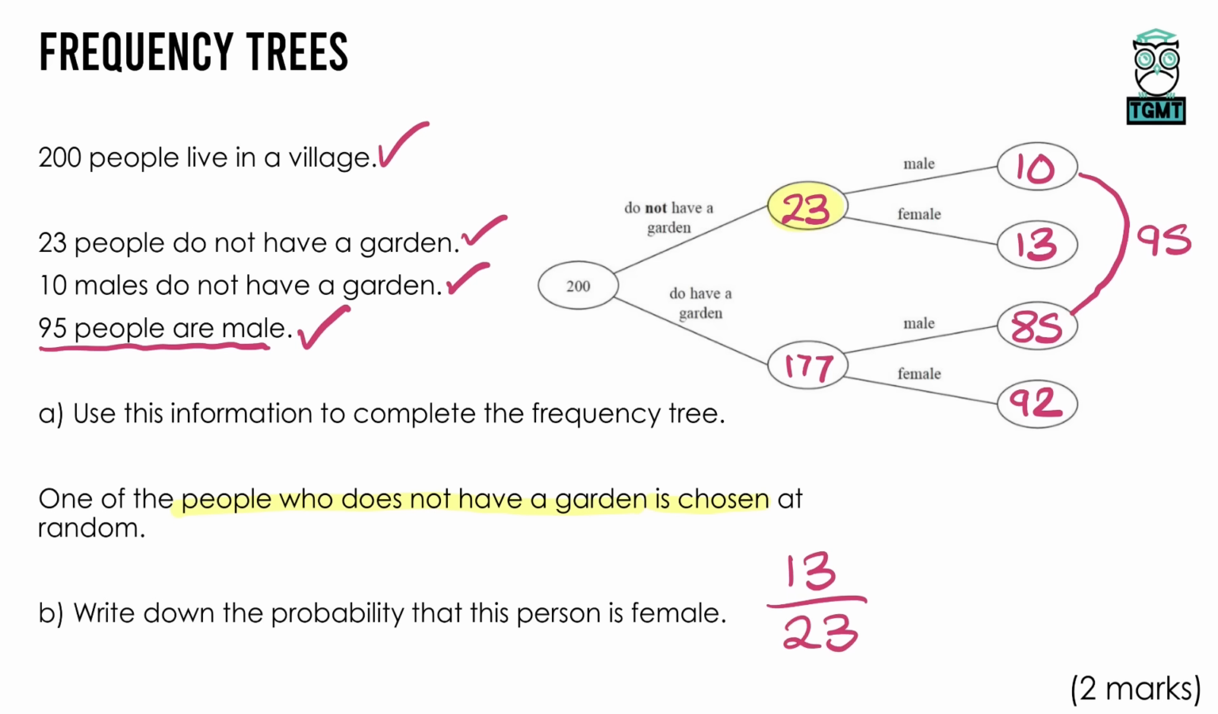You've got to be really careful on these questions to read the language. If it just said one of the people is chosen, then it would have been out of 200. But it specifically says one of the people who does not have a garden is chosen, so it's just out of those 23. And there we go, you can leave your answer as a fraction. You don't need to simplify it if it did simplify. And there we go, there's our final answer for the frequency tree.